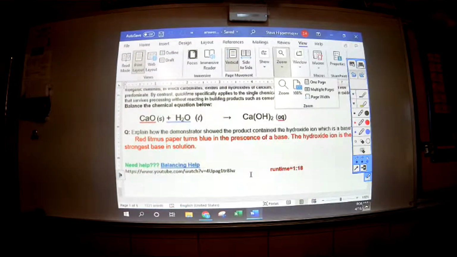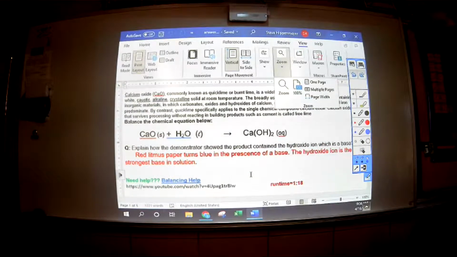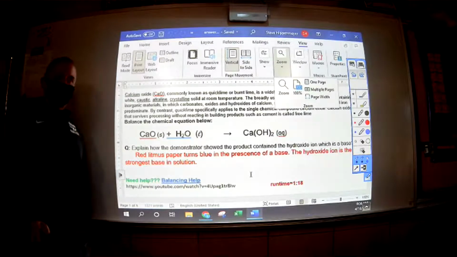Do we have any questions on number 3 here? This one, not difficult to balance. It's already balanced.